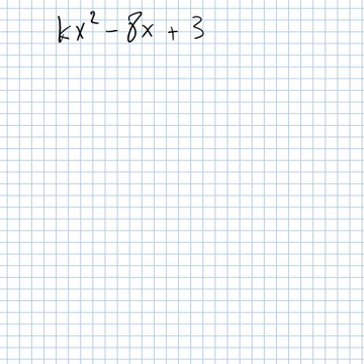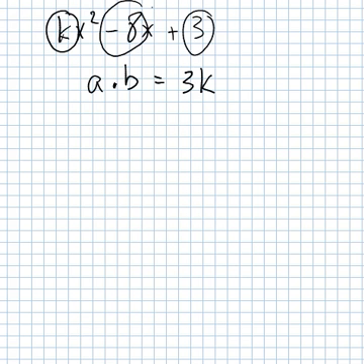Okay, I'm trying to have two numbers that are going to multiply to whatever k times 3 is, so say 3k. And then I know that they add to give negative 8, so a plus b gives negative 8. Again, I'm assuming that one root is 3 times the other one. In other words, if a is one root, it is going to be 3 times the other.